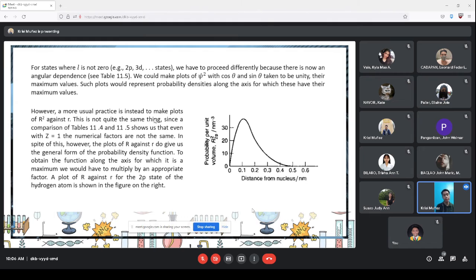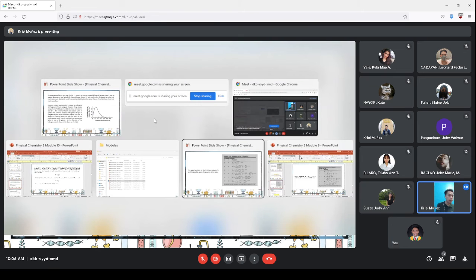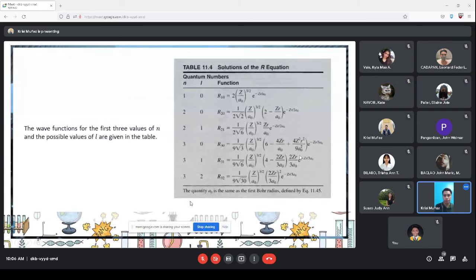So for states where L is not zero, for example the 2p and the 3d states, we have to proceed differently because there is now an angular dependence. For the s orbitals, class, they are just spherical, so we don't need to check for angular dependence. But for the 2p and the 3d, where L is not equal to zero, we will see an angular dependence. So if we go back, class, to our table 11.4, can you still see it?